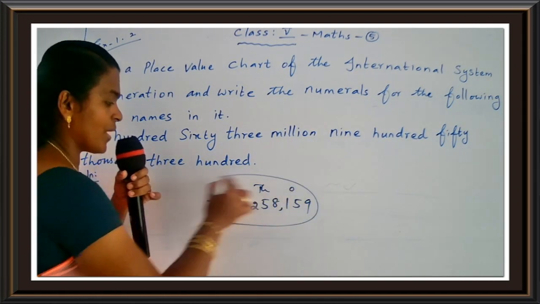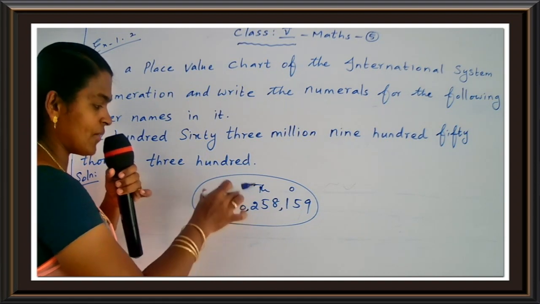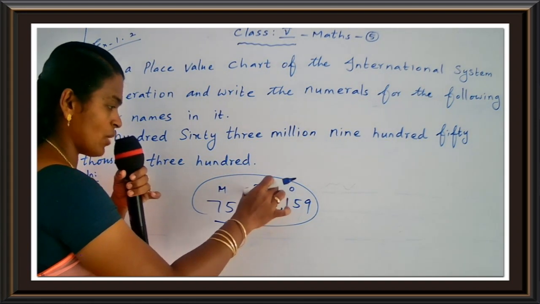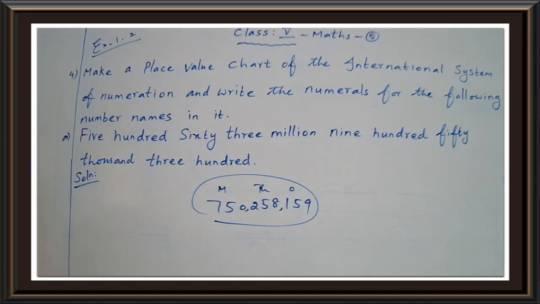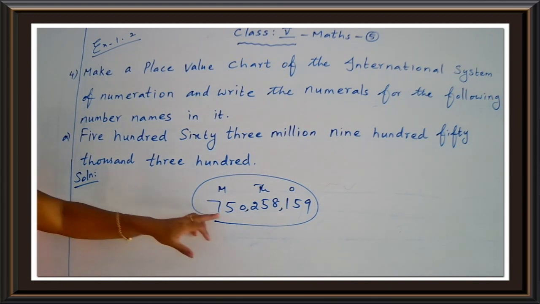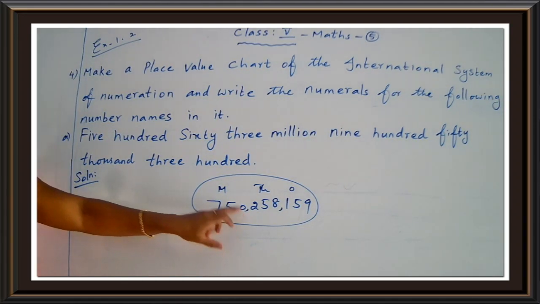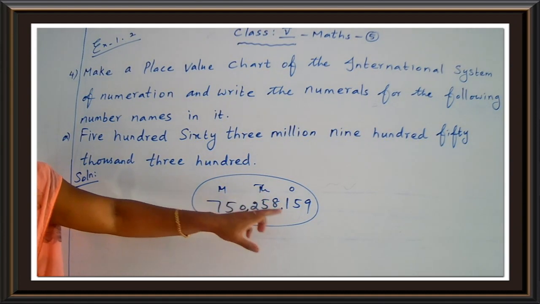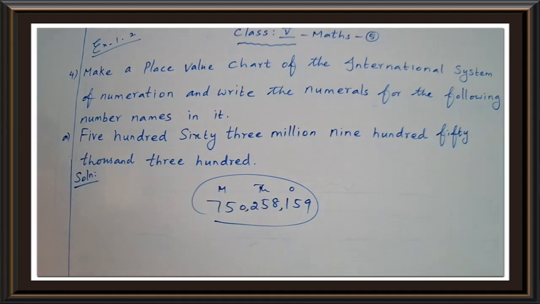Now you read. 750 million, 258,159. Okay children, reading or writing any number with periods is one of the rules for the system of numeration. So how do you read it? 750 million, 258,159. Okay, one more example, listen carefully.